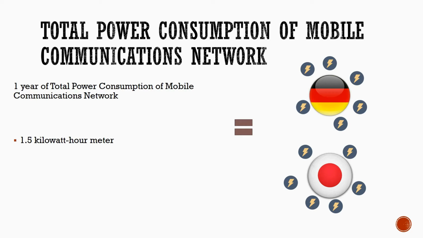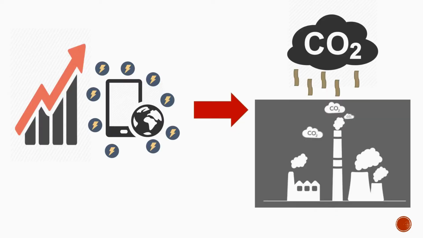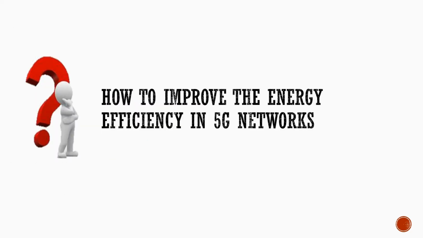According to a study from United States, the total power consumption of mobile communication network in the global is 1.5 kilowatt hour meter in a year. It is equivalent to the sum of electricity used between Germany and Japan. The increasingly use of electricity will cause the coal-fired power generation to release a lot of carbon dioxide. It is one of the big goals to mitigate climate change by saving the energy when using mobile communication network. Hence, the topic of our group assignment is how to improve the energy efficiency in 5G networks.